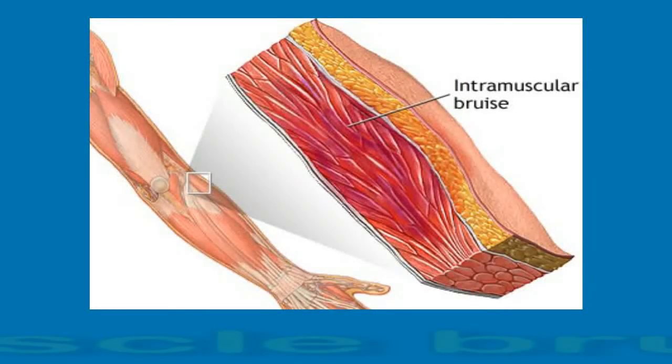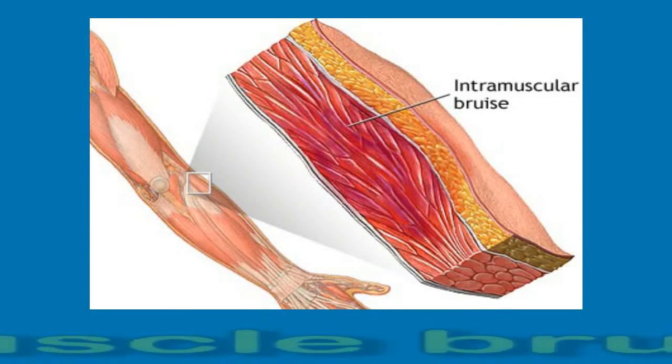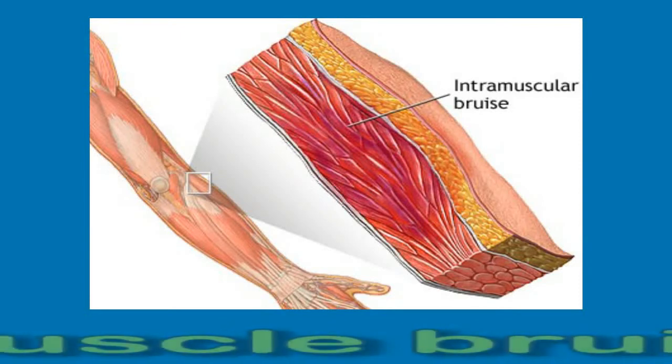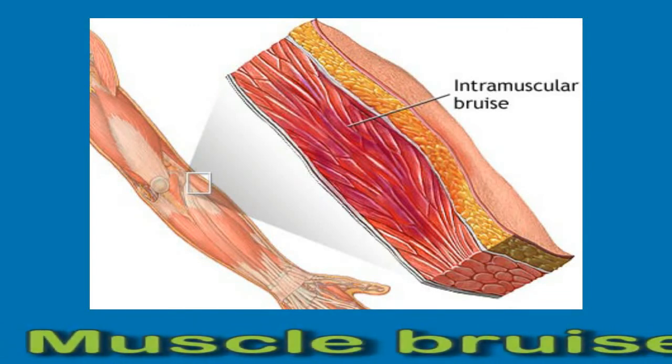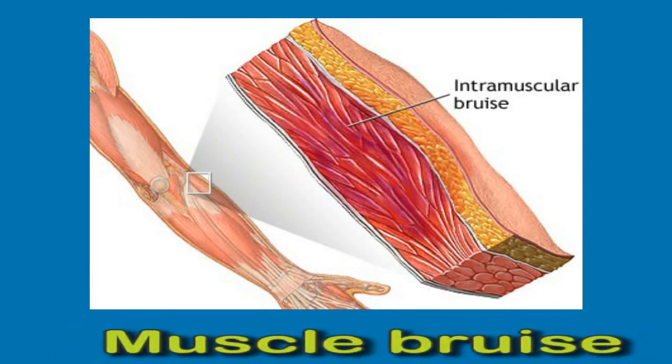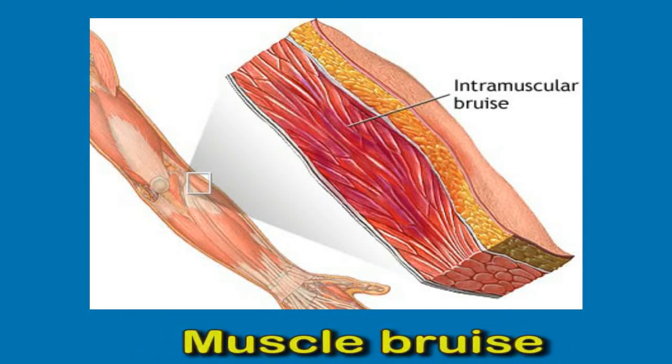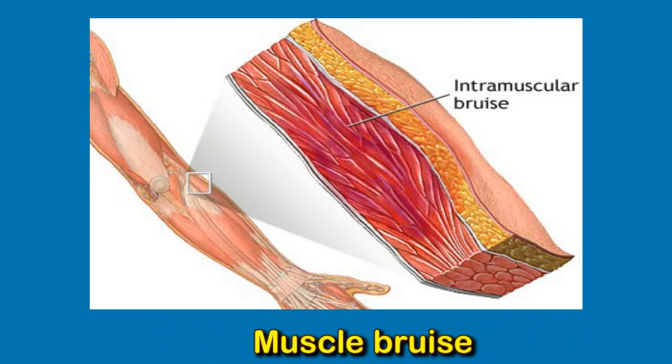Muscle bruise. Bruising is another possible cause of pain in the middle of the bicep. It happens when a blunt force crushes the small blood vessels inside the muscle. The blood leaks out of the broken vessels and becomes trapped within the muscle. Many things, including sports injuries, falls, and other accidents, can cause a bicep bruise.